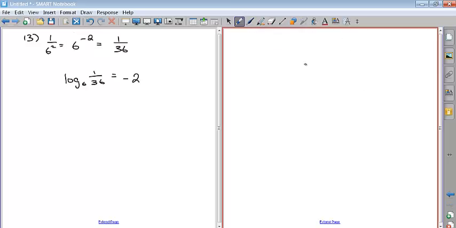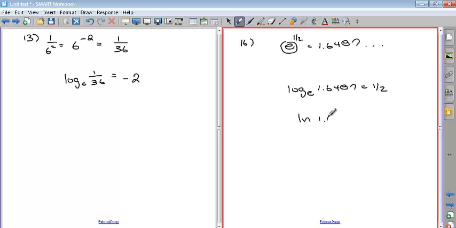Okay, one more in this section. So we have e to the 1/2 equals 1.648 dot dot dot. This is my base, so I say log to the base e of 1.6487 equals 1/2. What number do I need to raise e to get 1.6487? Raise it to the 1/2 power. And we call log to the base e the natural log. So you'd say the natural log of 1.6487, some more digits, equals 1/2.